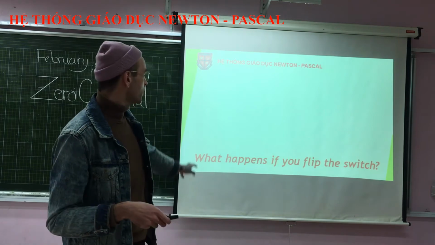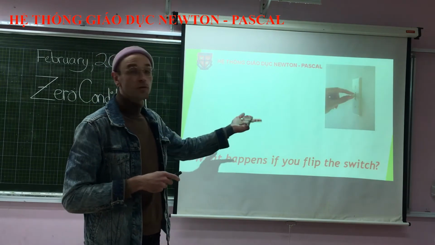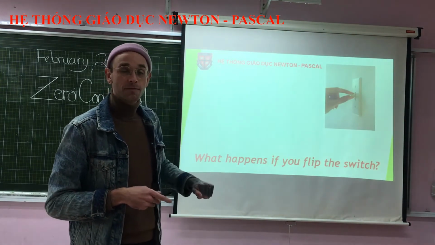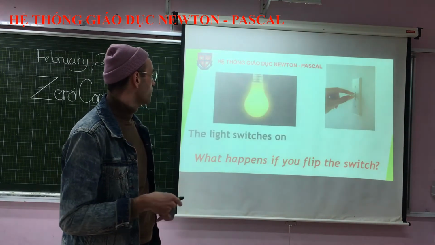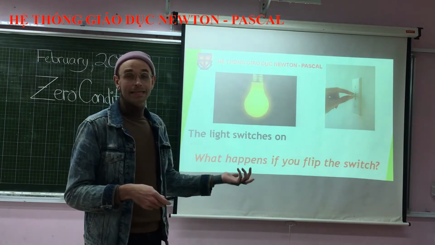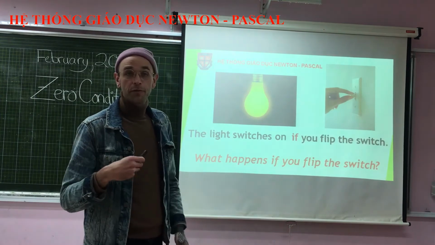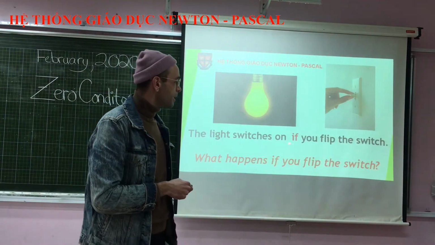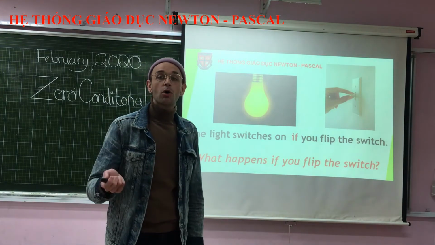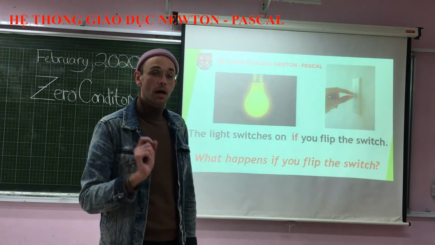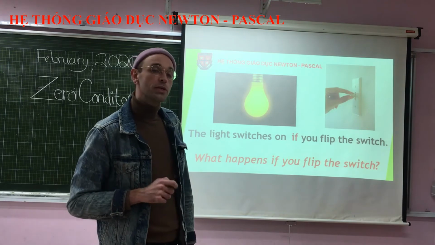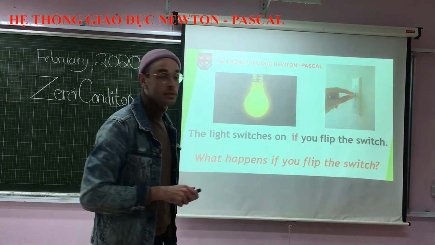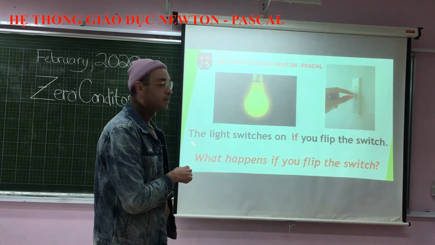Another example here. What happens if you flip the switch? What happens if you flip the light switch? Well, we all know that the light switch is on if you flip the switch. Here you can see that our what happens is on the left and our if is on the right, so we do not need a, that's right, we do not need a comma. We only need a comma when if is on the left.